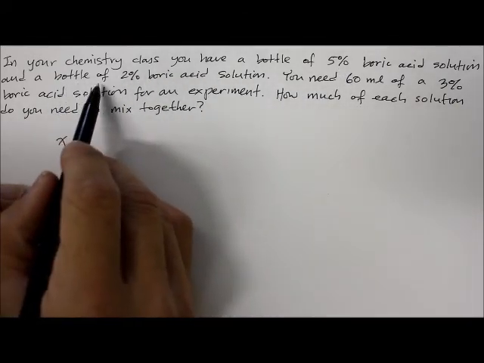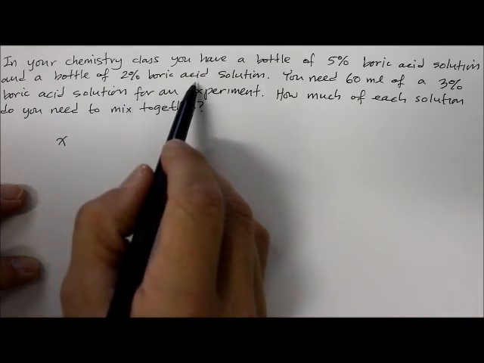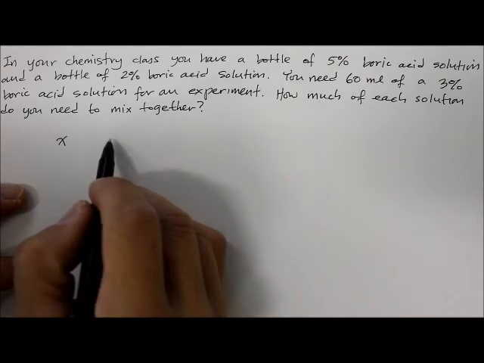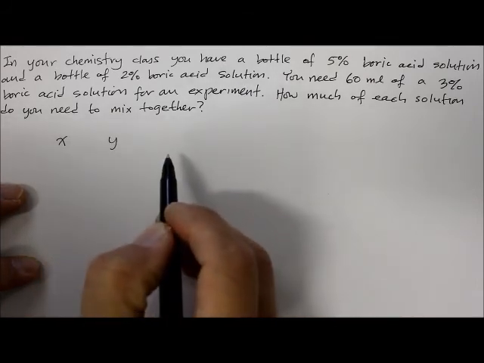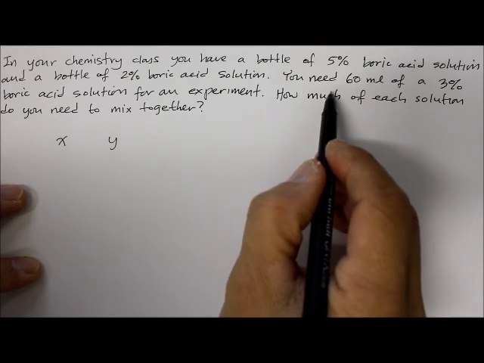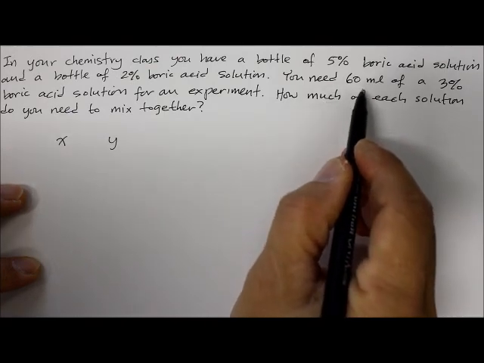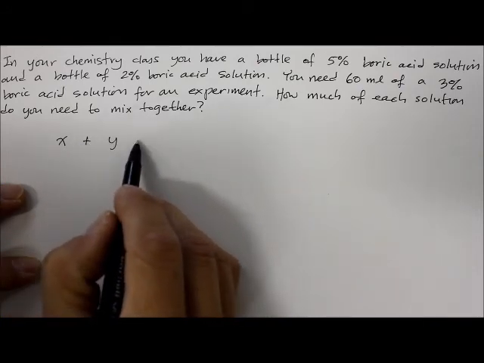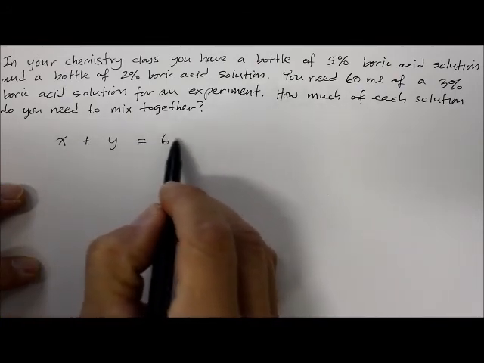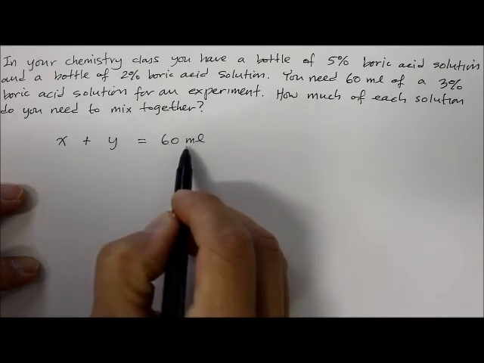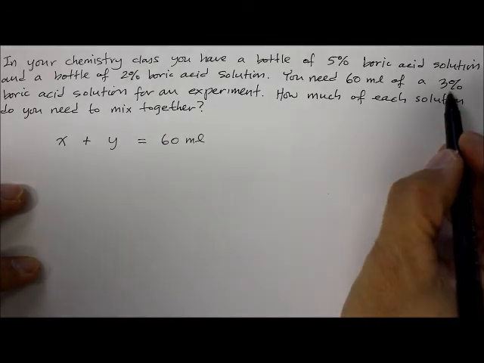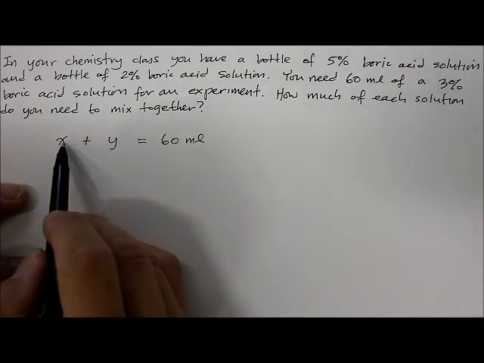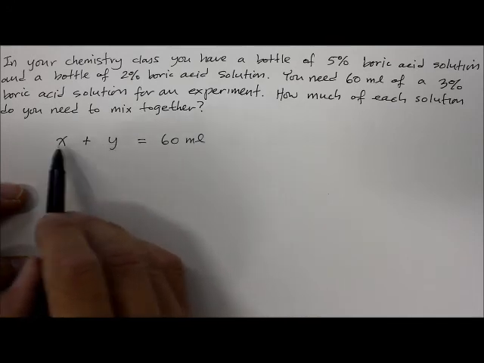And then there's another bottle of 2% boric acid solution. But again, it doesn't tell you what the second one is either, the total volume that is. And we call that Y, let's say. And then it says you need a total of 60 milliliters. So that means if we add X, the first unknown solution, and the second unknown solution, we should end up with 60 milliliters of a total solution, of which 3% of that is boric acid.